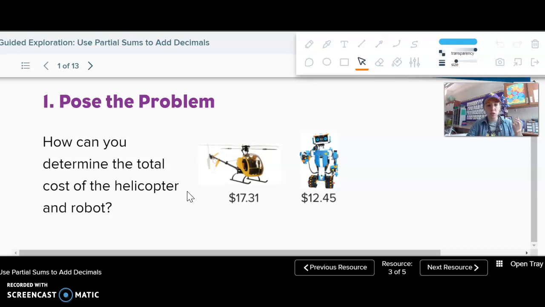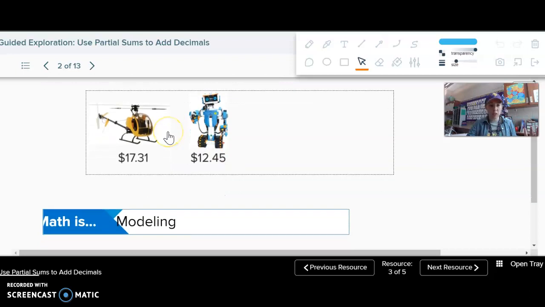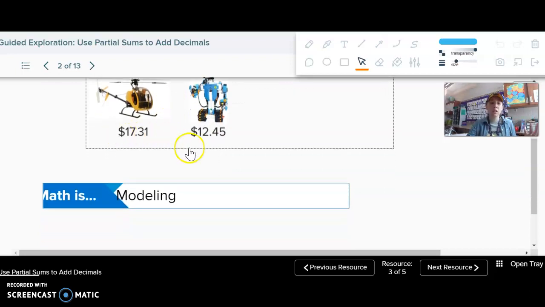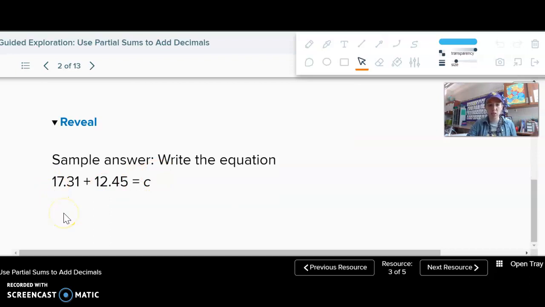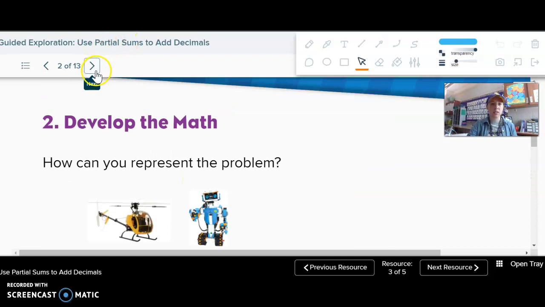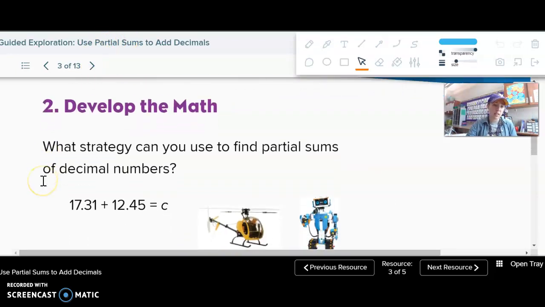So how can you determine the total cost of the helicopter and the robot? What would I need to do? Ding, ding, ding, add them together. So we could represent it with an equation. 17 and 31/100 plus 12 and 45/100 equals the total cost. Just thinking about combining them together is adding.